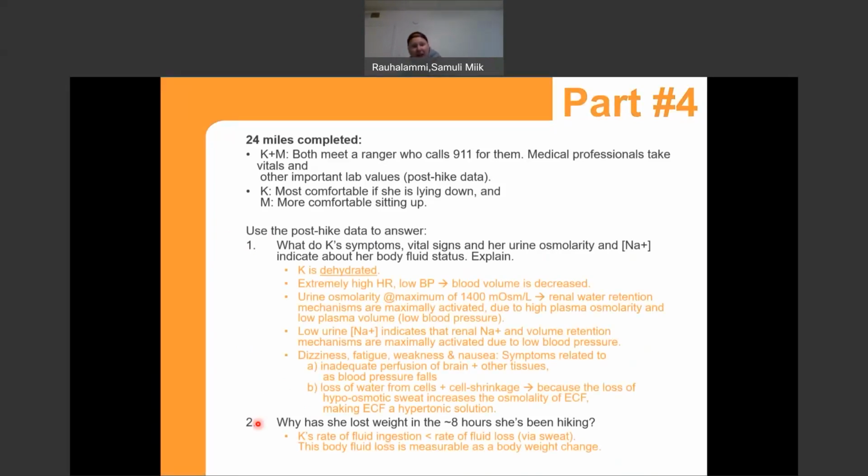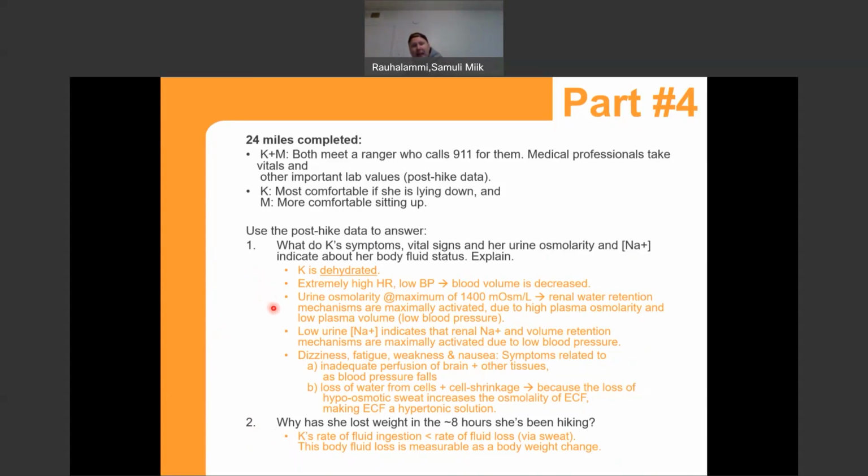What's going on there is that Carla is dehydrated, so her rate of fluid ingestion is lesser than the rate of fluid loss through sweating. Her body fluid levels have dropped, and this is what we're seeing as the loss of weight. She has simply lost a lot of fluids. Some of the signs and symptoms you might pay attention to: high heart rate, low blood pressure, telling us that the blood volume is decreased.